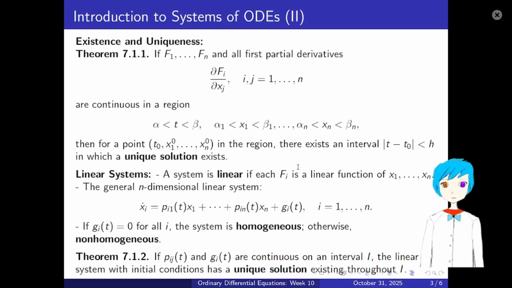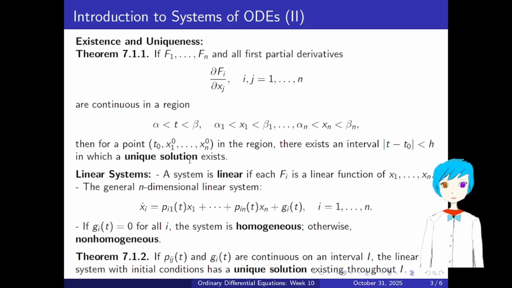Similar to the first order ODEs for one variable, we also have existence and uniqueness results. If the right-hand sides of those ODEs and their partial derivatives with respect to each xj are continuous in a region, then given an initial condition that falls in this region, there exists an interval such that the solution on this interval exists and is unique.